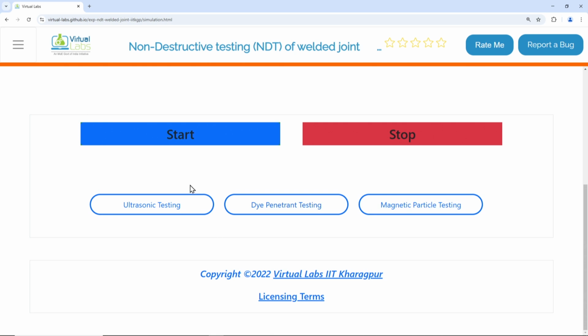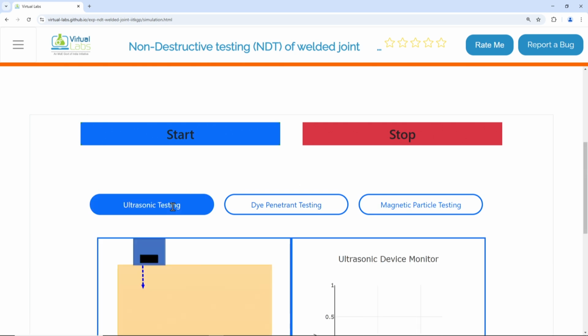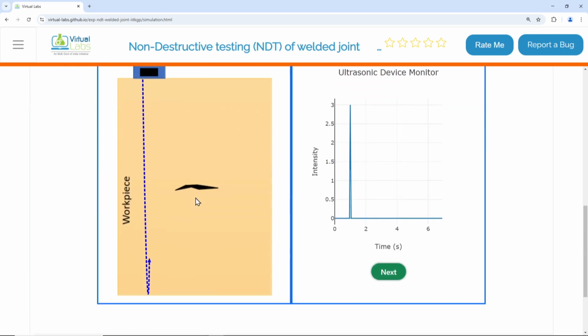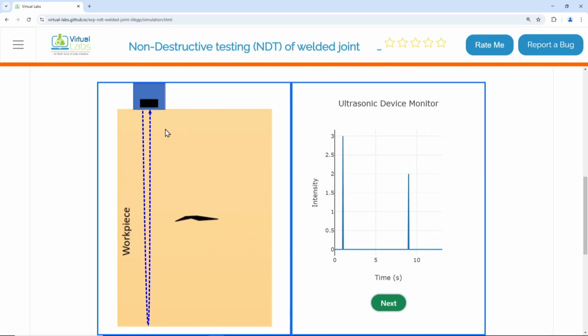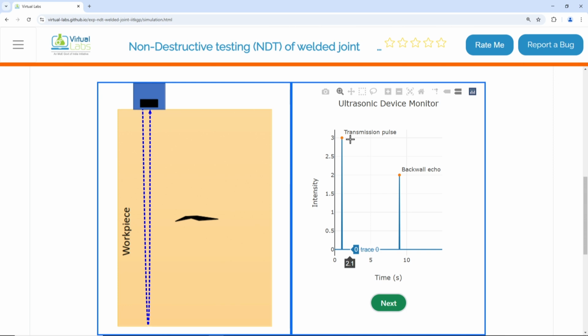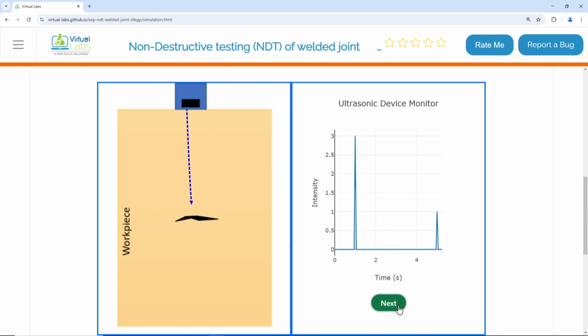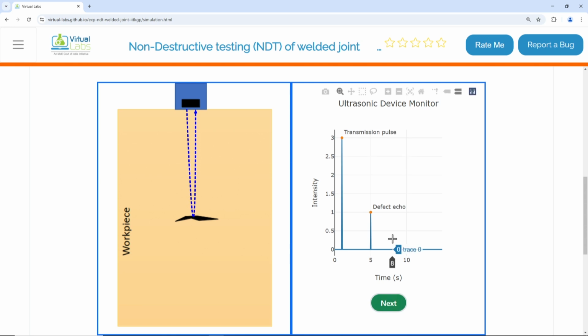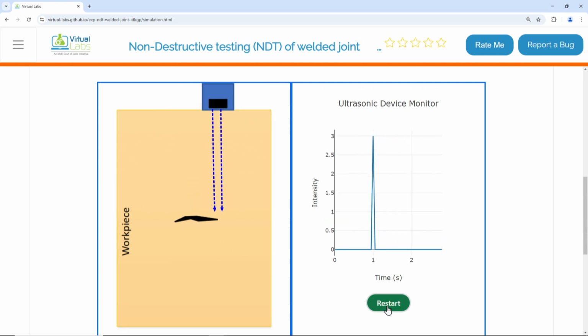I will start. I will pick first the ultrasonic testing. See, it is showing the ultrasonic waves coming and going. So transmission pulse, first pulse set, all good. Next, second pulse set, and while sending the second pulse, we saw that the time is reduced. So that is defect echo here. Next, another pulse sent.